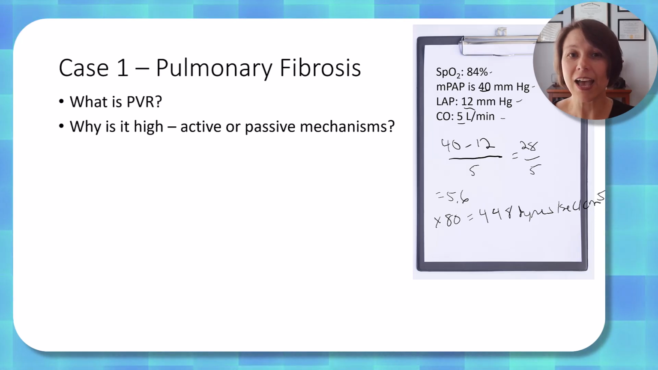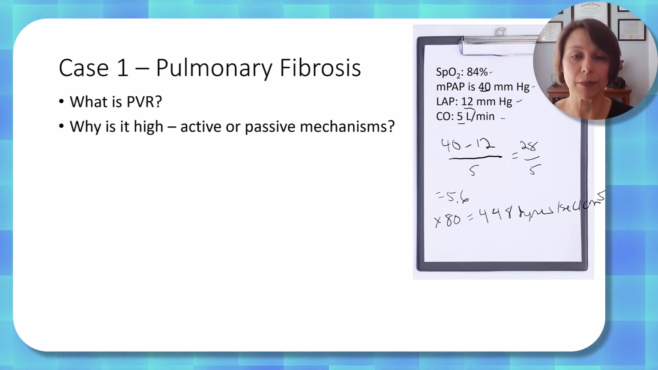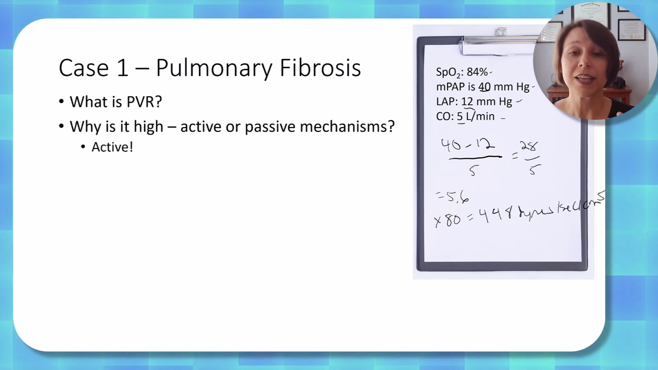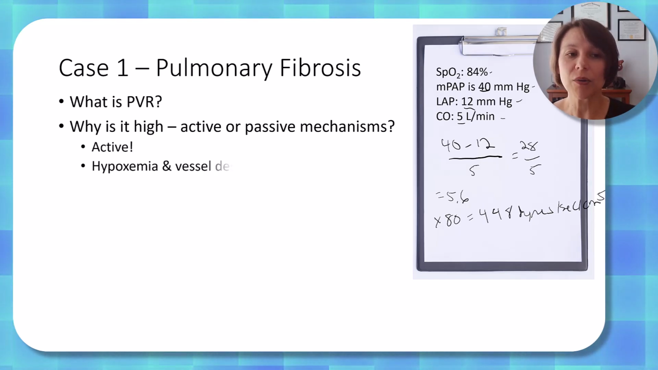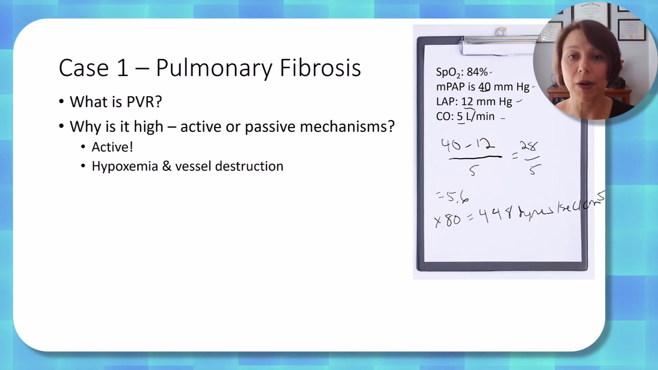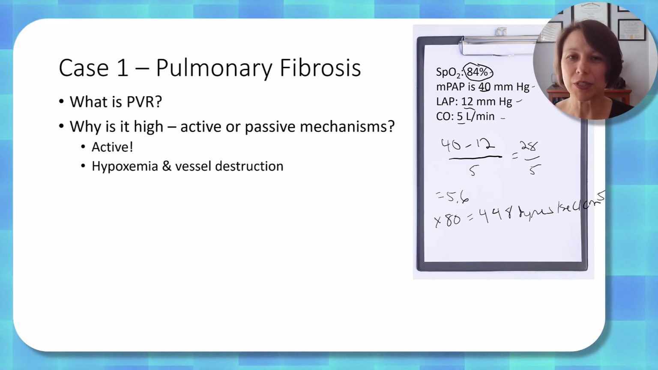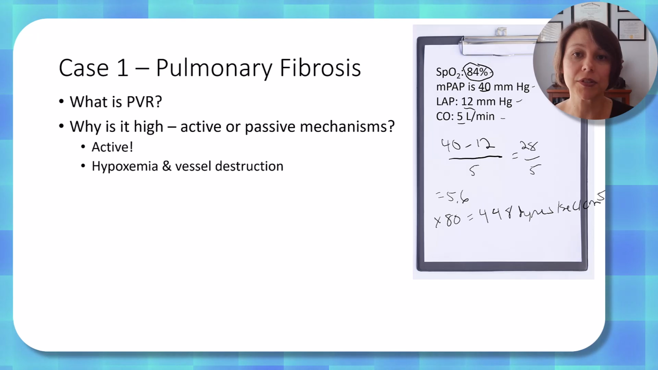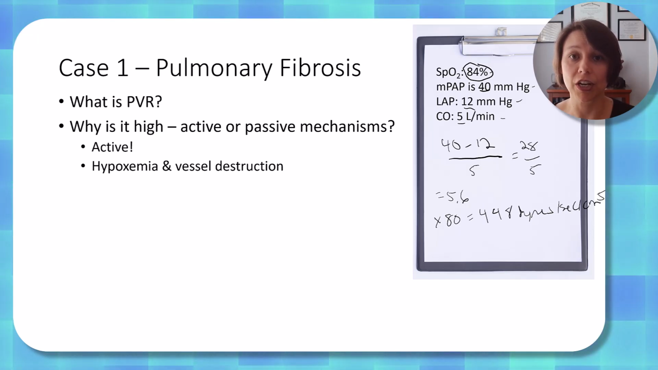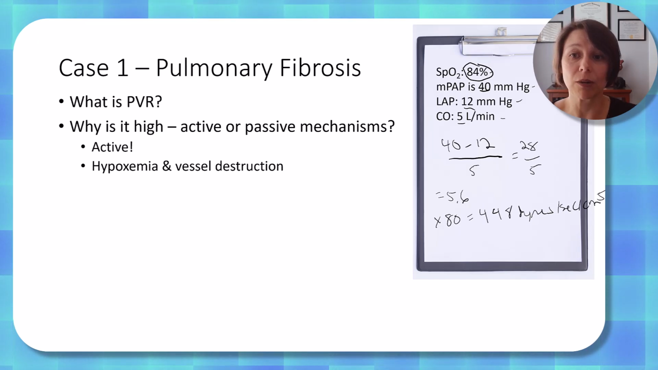It is high, and is that because of an active or a passive mechanism? This is definitely an active mechanism here. Why do I say that? Because I have hypoxemia, that 84%, is going to cause vasoconstriction, an attempt to shunt blood to healthier areas of the lungs. But with pulmonary fibrosis, I also have vessel destruction. So both of those things are going to lead to an increase in PVR.